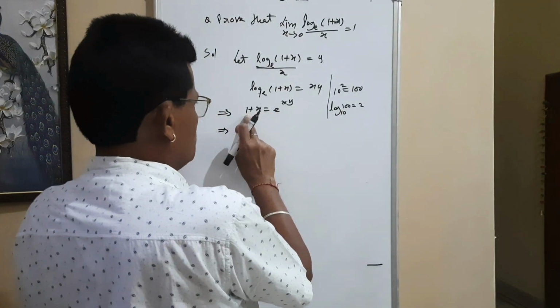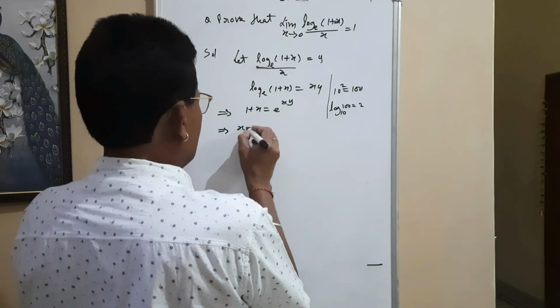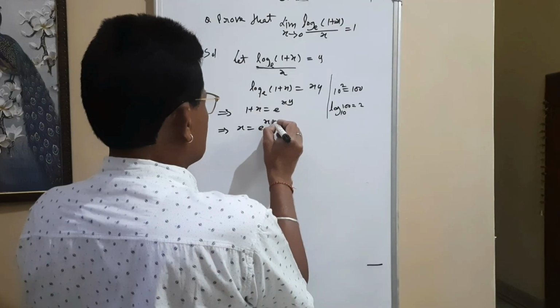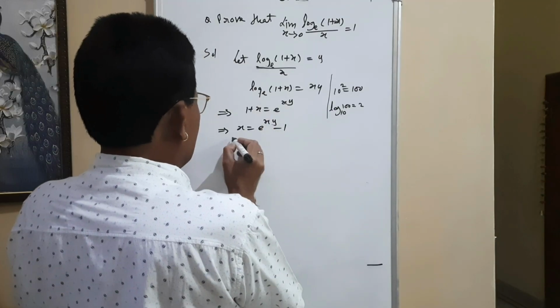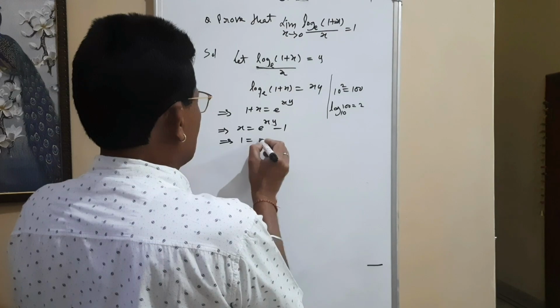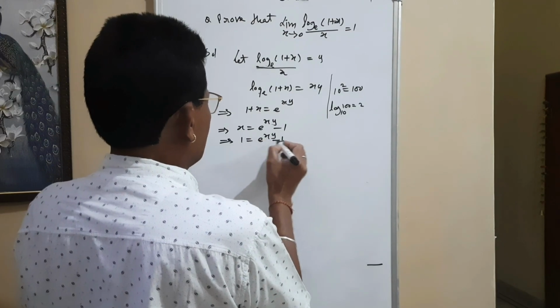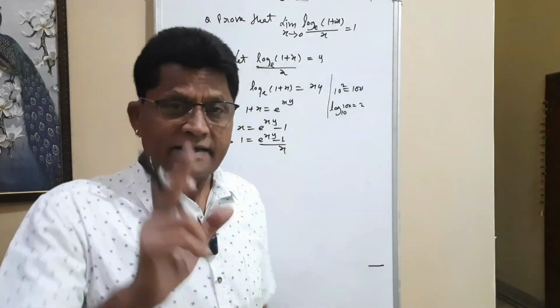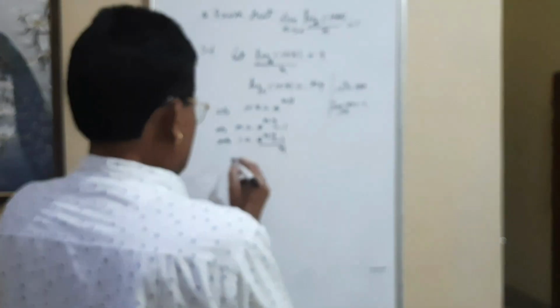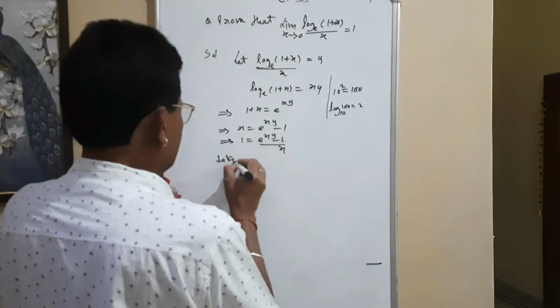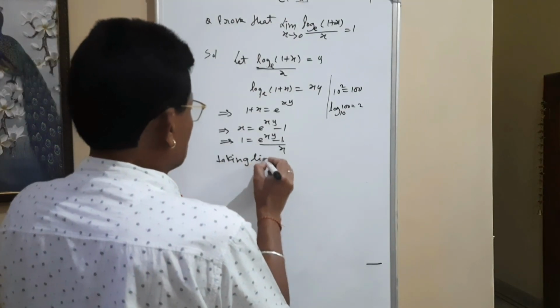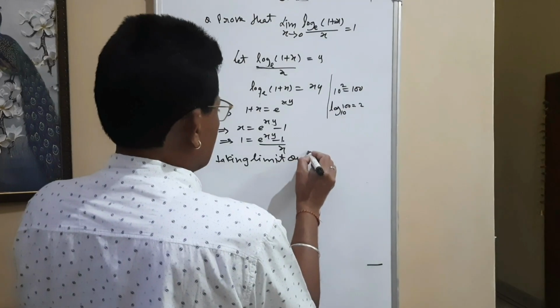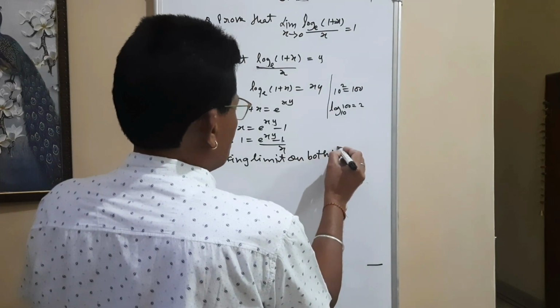Let me transpose 1 from the left side to the right side. It will be x equal to e to the power xy minus 1. Then 1 will be equal to (e to the power xy minus 1) upon x. Taking the limit on both the sides.